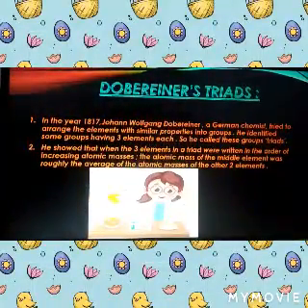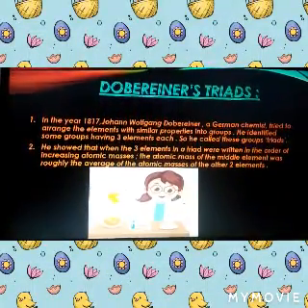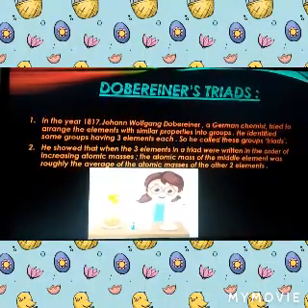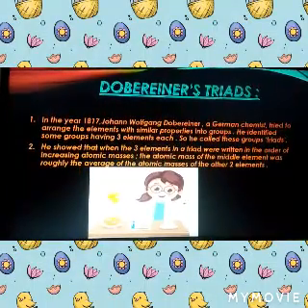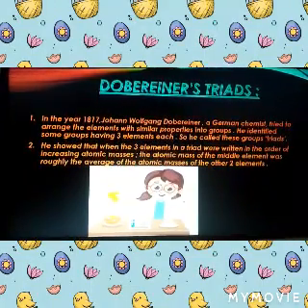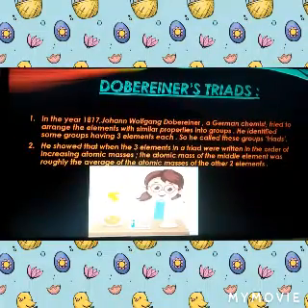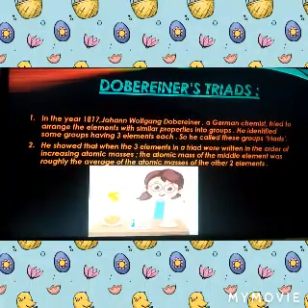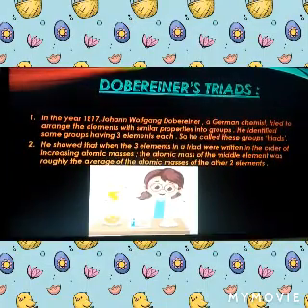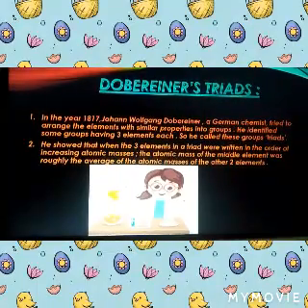Now, what is Döbereiner's triad? In the year 1817, Johann Wolfgang Döbereiner, a German chemist, tried to arrange the elements with similar properties into groups. He identified some groups having 3 elements each, so he called these groups triads. He showed that when the 3 elements in a triad were written in the order of increasing atomic masses, the atomic mass of the middle element was roughly the average of the atomic masses of the other 2 elements.